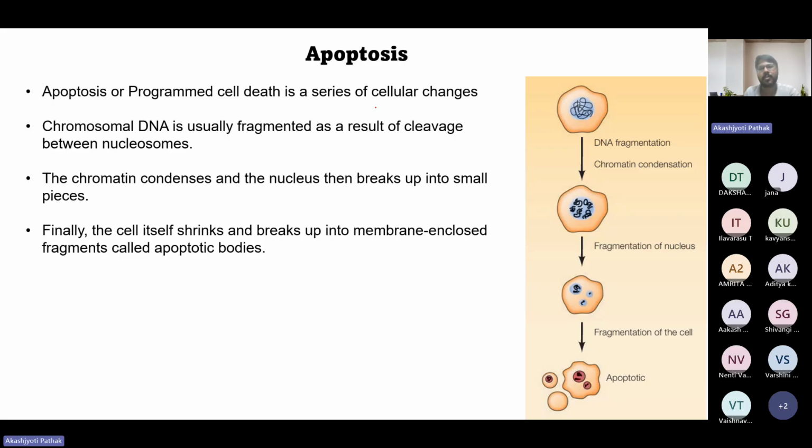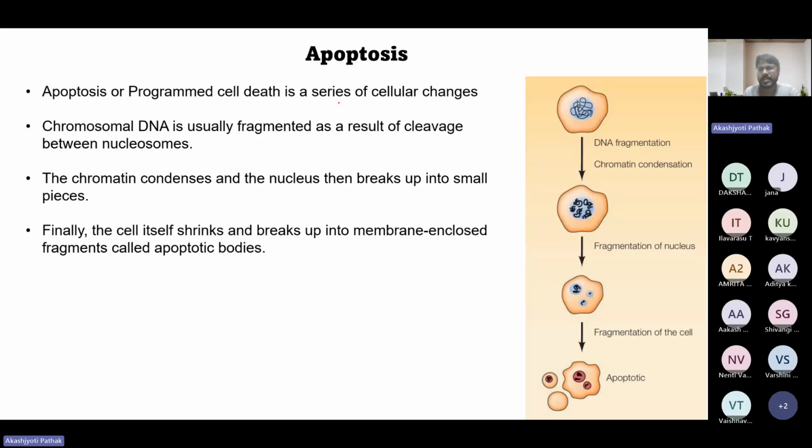So why is it called programmed cell death? Because this type of death does not occur spontaneously. There is a particular sequence of events that take place during the cell death. So that is why it is called programmed cell death, because there is a series of cellular changes that take place.